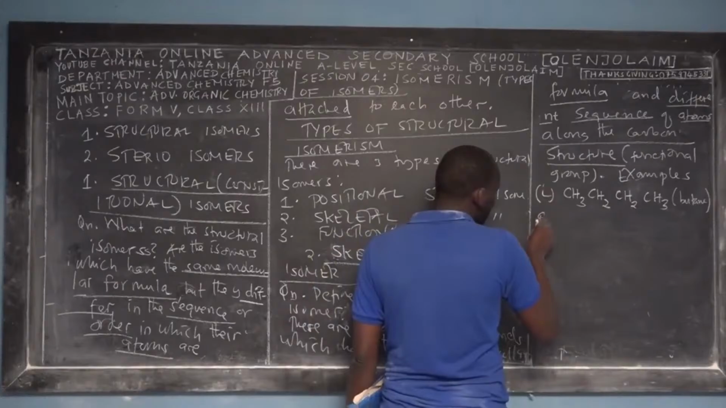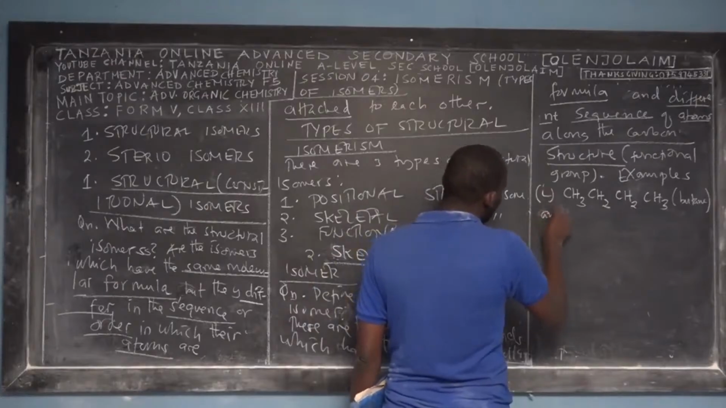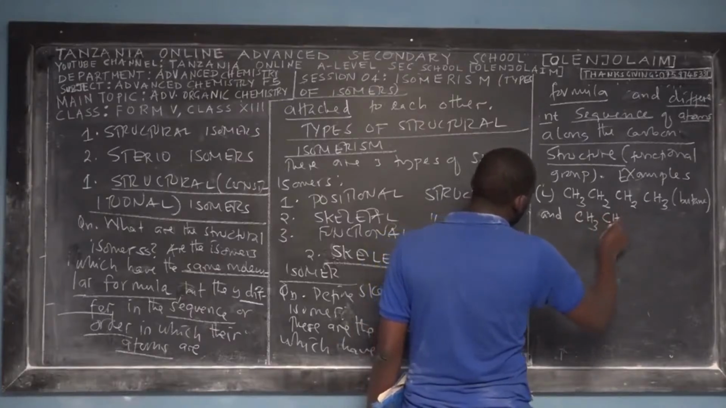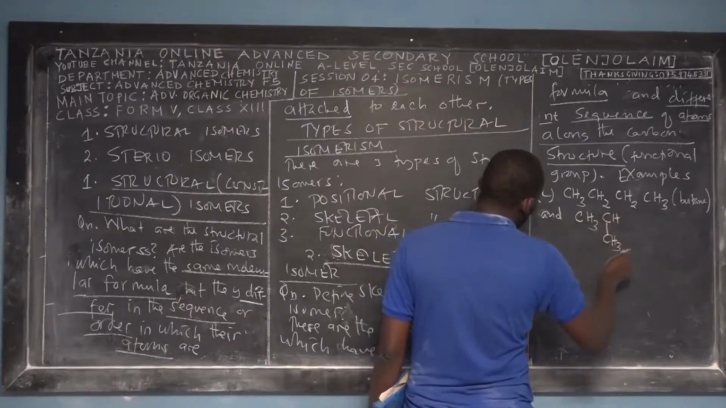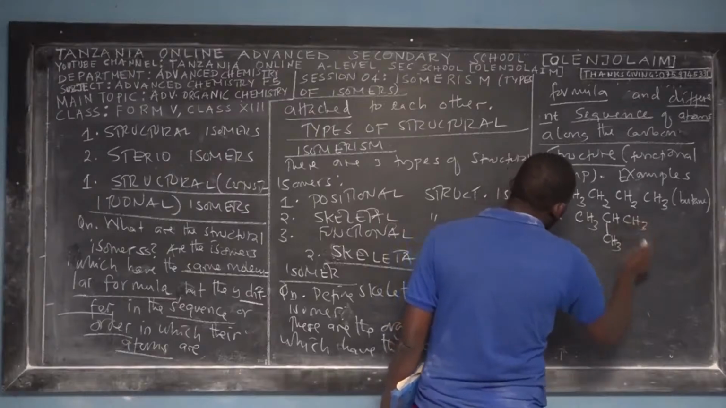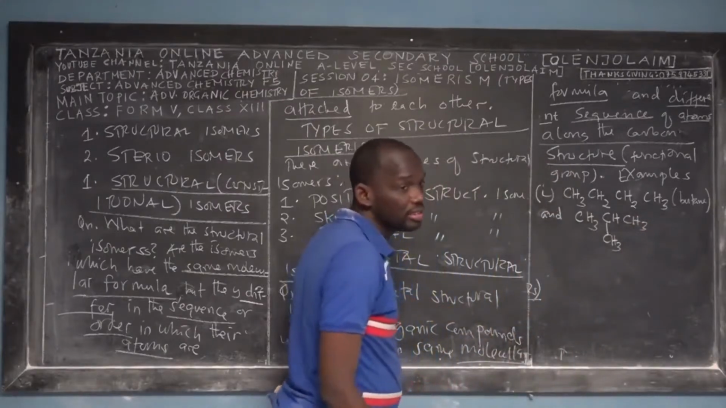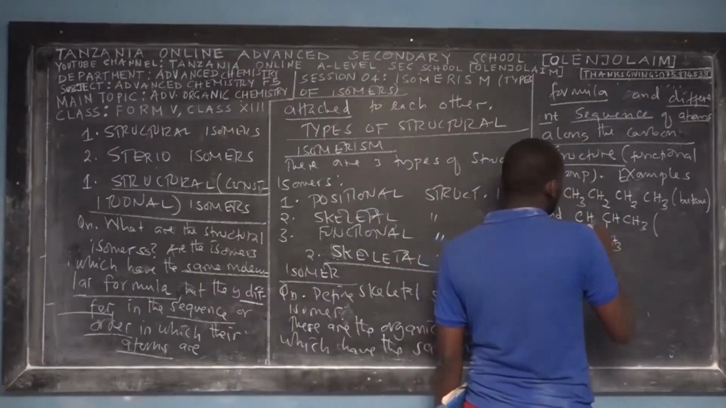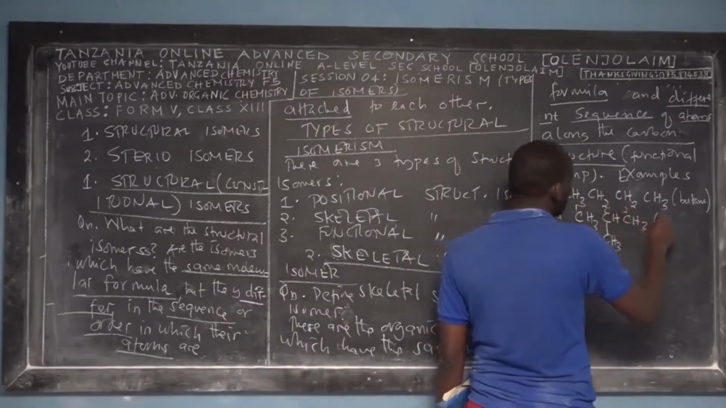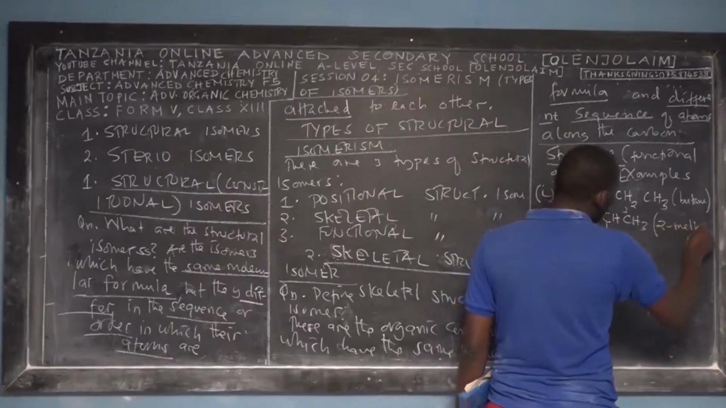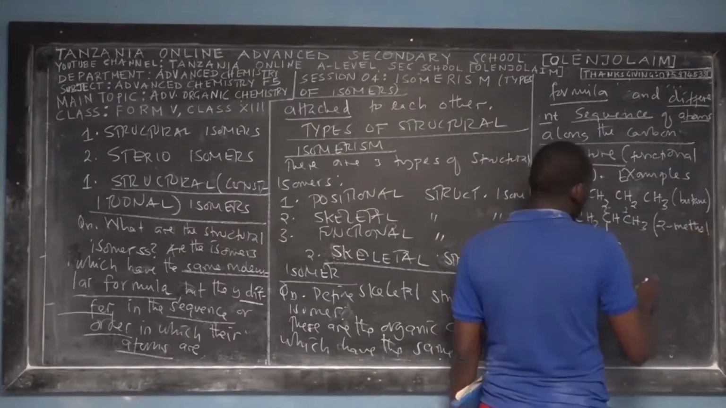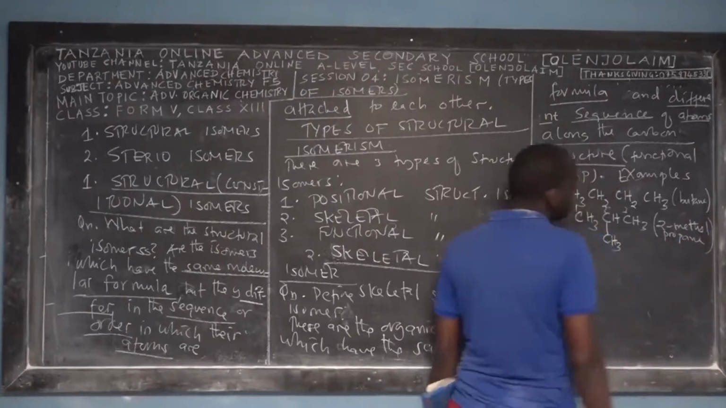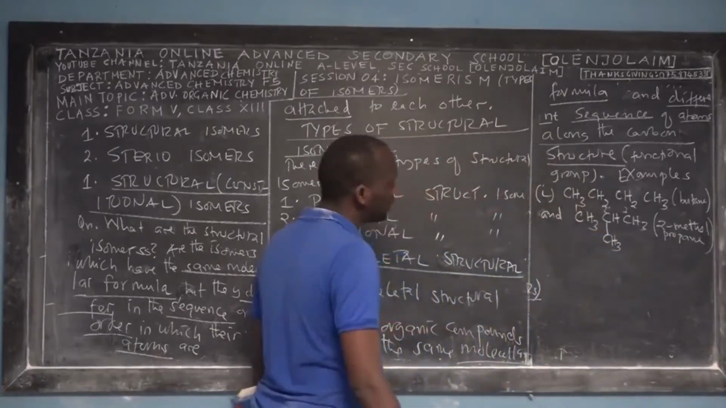And then another one has the same molecular formula, CH3, CH. Then here we have methyl, and then here we have CH3. Right? So how do we name this one? Even the nomenclature is quite different. So it will be 1, 2, 3. So it will be 2-methylpropane. Right? So this is the example of skeletal.